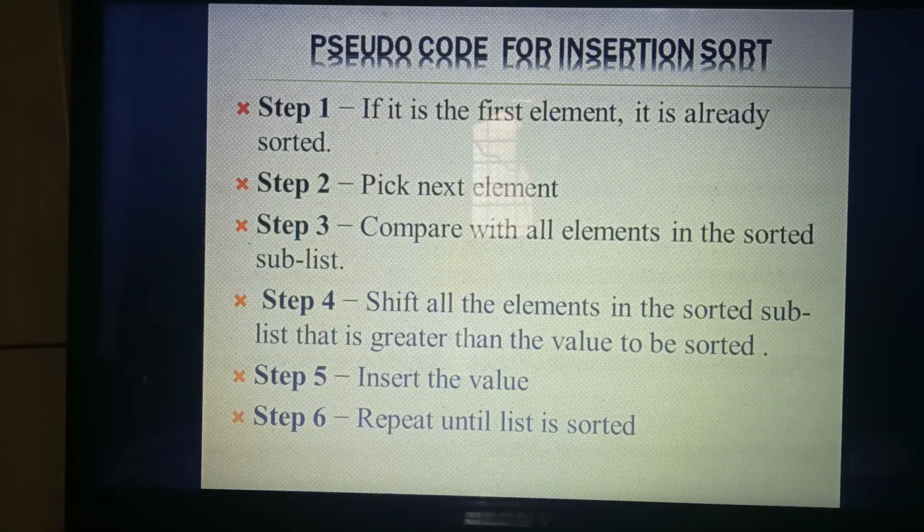For the first step, if you are taking the first element, no need to sort. Already it is sorted. What's the second step? Then you need to pick the next element. Compare the element with all the elements in the sorted list. If that element is greater, shift that element to that particular order in the sorted list. It will repeat until you get the sorted array list.